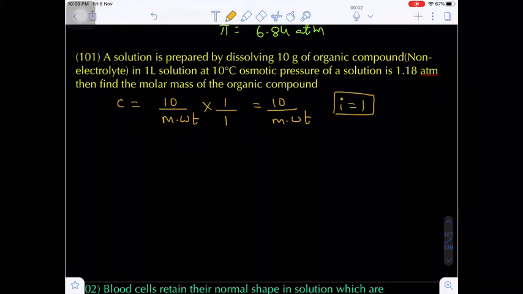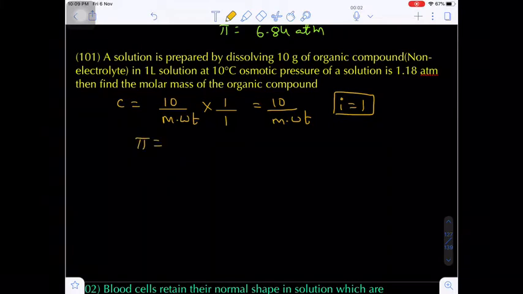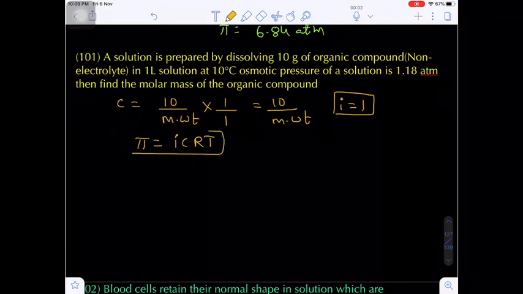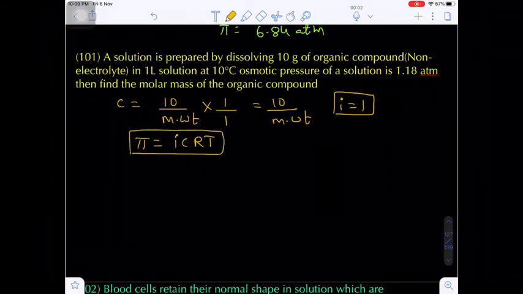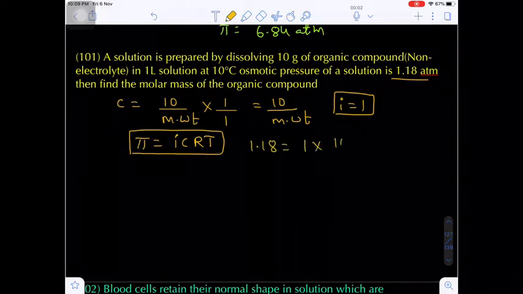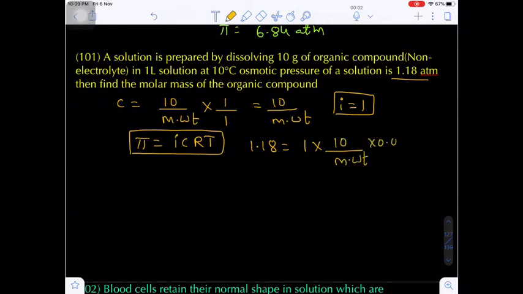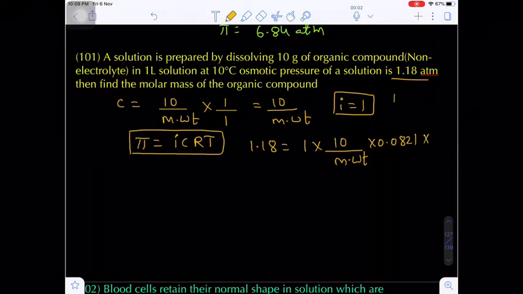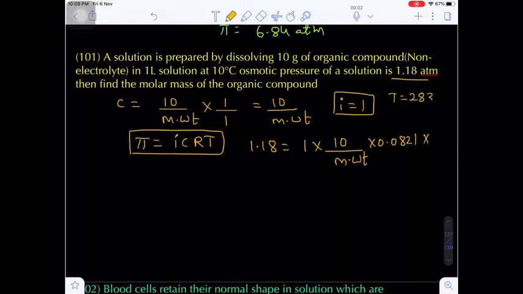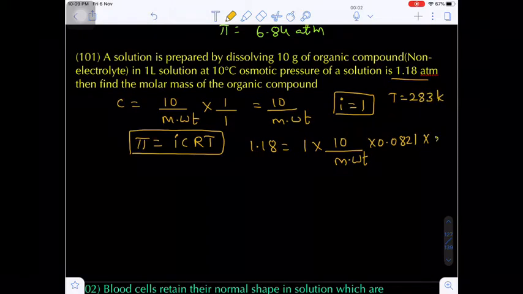Now come to the formula. Osmotic pressure pi is equal to iCRT. Now here, what is the osmotic pressure given in the question? 1.18 atmosphere, which is equal to iota 1, and concentration value 10 upon molecular weight. What is the R value? That is 0.0821 into the temperature value, 10 plus 273, that is 283 Kelvin. Are you getting my point?